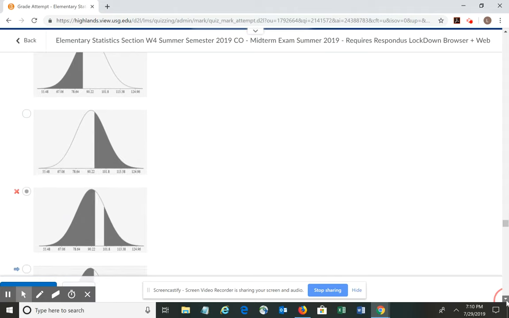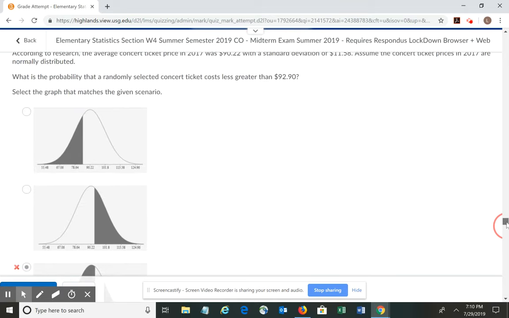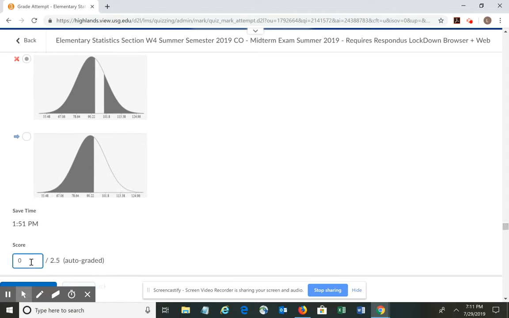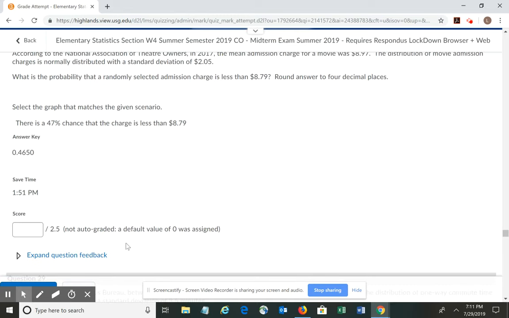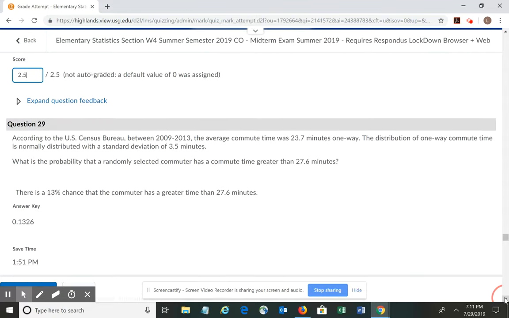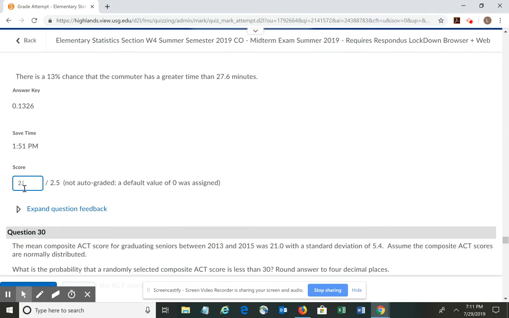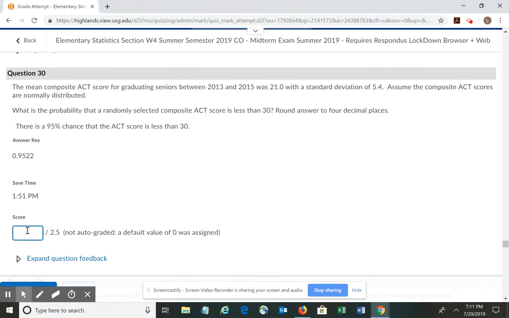Question 27, the student got incorrect, and I'm going to verify that. She was looking for less or greater than, so that one was a little bit tricky. So, again, you can kind of do what you want. I would give credit because there was a typo in the question. Then question 28, there's a 47% chance. Again, she didn't follow the instructions, but I would give credit. 13% chance. Give her credit. Question 30, give her credit.